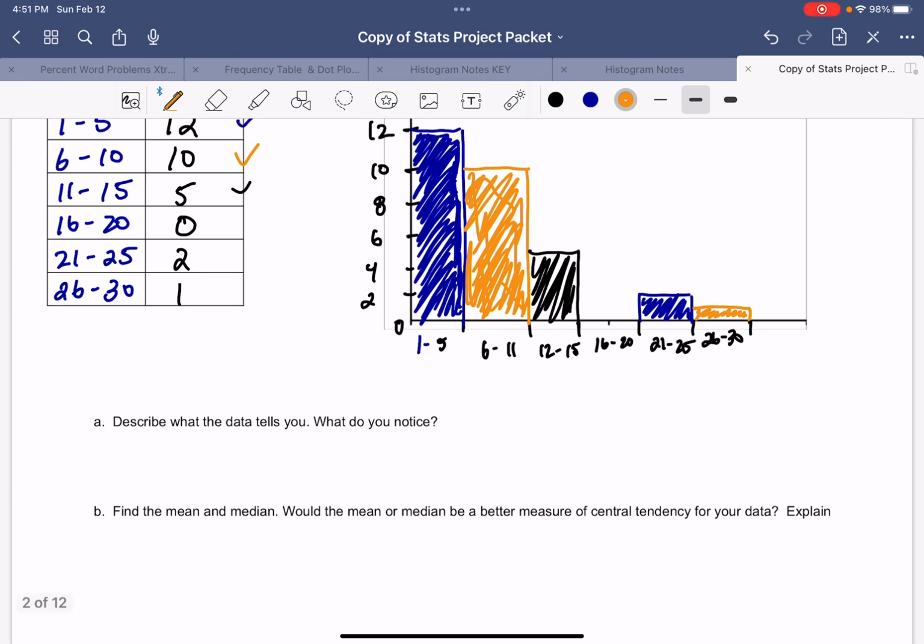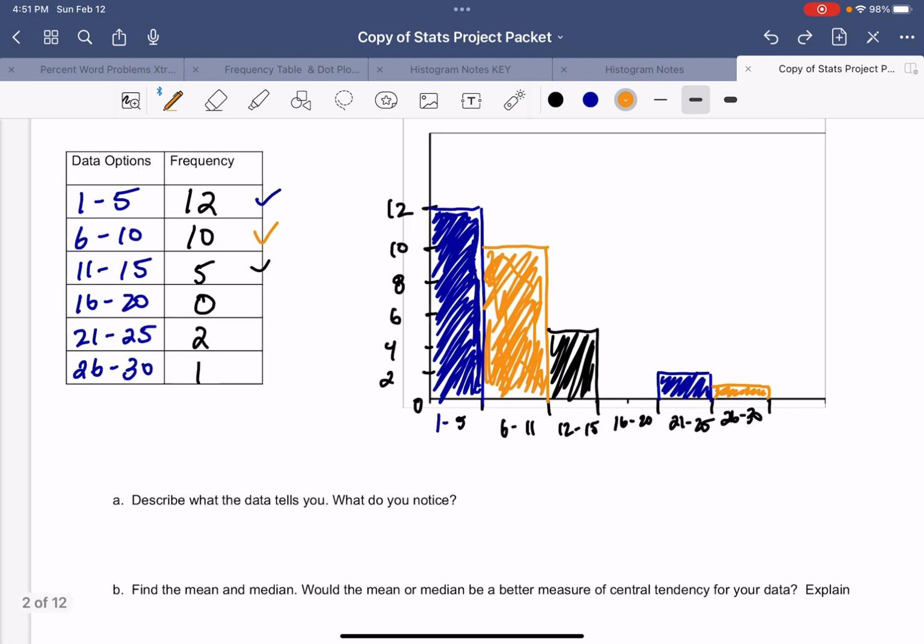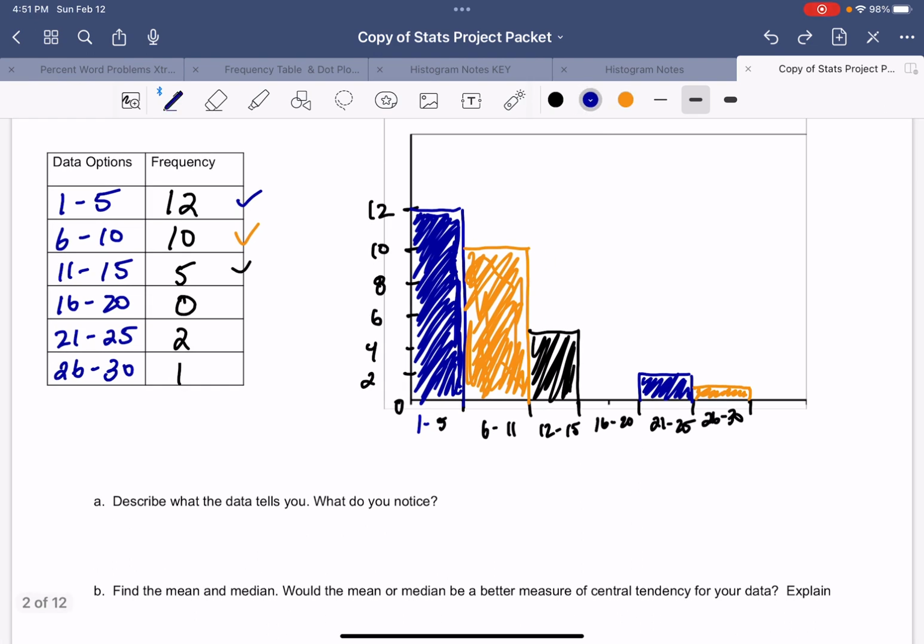Okay, so in here I'm saying, oh, well, the data tells me that most of my people work out less than, I don't know, 15 days a month. That was my question, okay? Make sure that when you are in here, you are answering your question, okay?